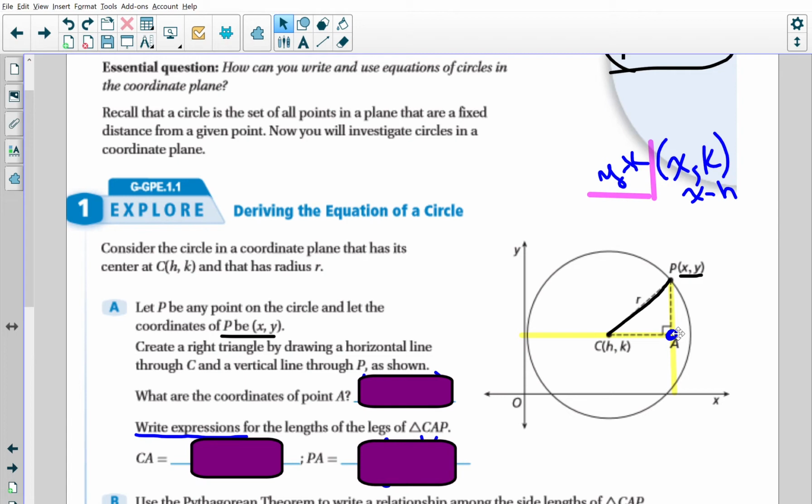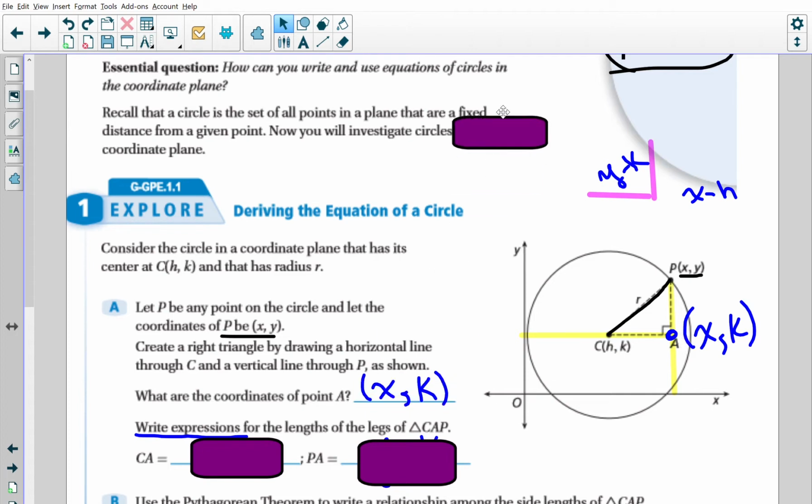What are those coordinates? Well, we know that this is what? And what is this coordinate? Well, this y coordinate is k, and this x coordinate is x. Right? This goes up k, you can tell from our yellow line here at point C, and it goes over x. So our coordinate here is x, k.